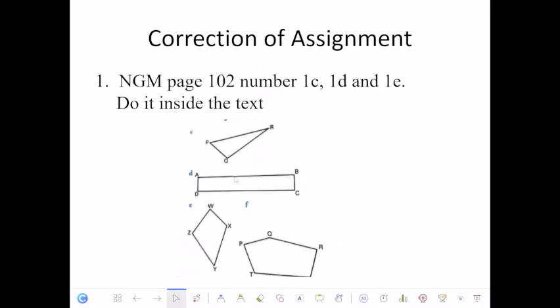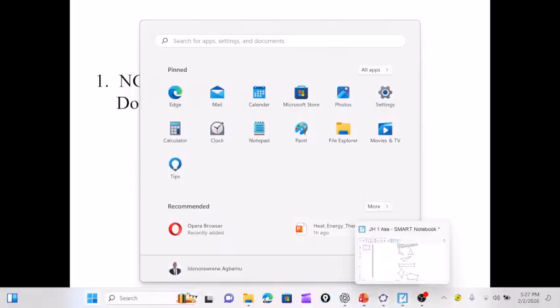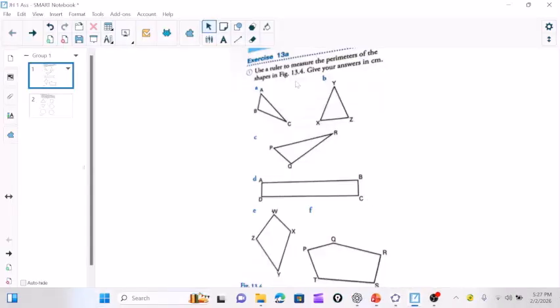Now, what are we going to do in this assignment? I explained it in class and most of us understood it very well. So I believe everybody can do it well, but I decided to make this video for better understanding in case of those that missed school or were not around. So let's go to the Smart Notebook I use in class. Now, this is the same question we did in class, and this is the page.